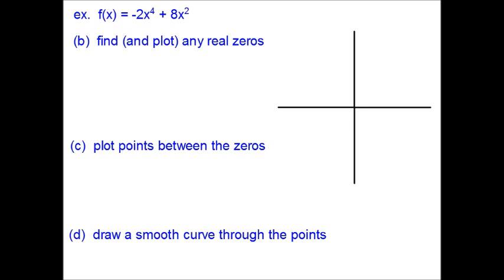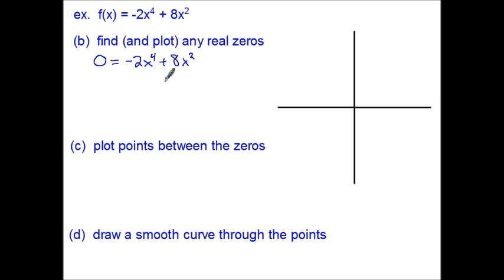Now continue with our example. We've got to find and plot any real zeros. An equation like this hopefully shouldn't be too bad, however, just be careful about the negative sign in front. So we're going to imagine this is 0 equals negative 2x to the fourth plus 8x squared.